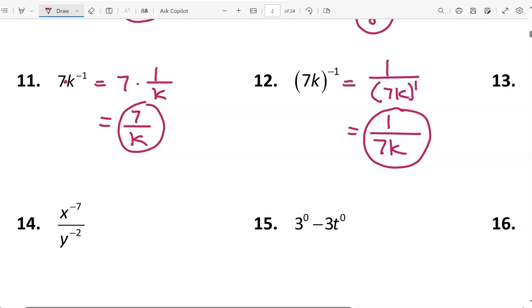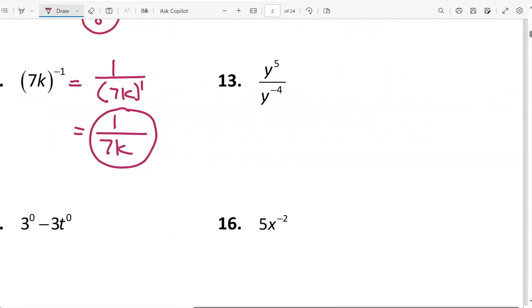Notice that in number 11 the exponent only applied to the k, and so the k moved from the numerator to the denominator. And then in number 12, the exponent applied to the entire parentheses, so the entire parentheses moved from the numerator to the denominator.